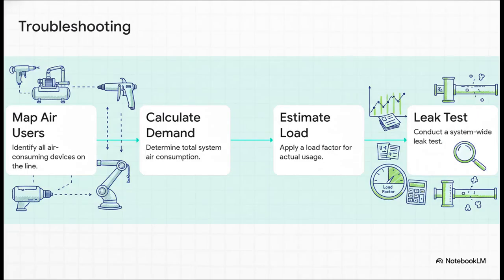Alex knows better than to guess, so the approach is super methodical. First things first, you identify every single device that uses compressed air. Then you grab the manufacturer data and calculate the total potential demand. Of course, not everything runs at once, so you apply a load factor to get a more realistic picture of usage. And finally, the most critical step of all, conducting a system-wide leak test while everything is shut down.